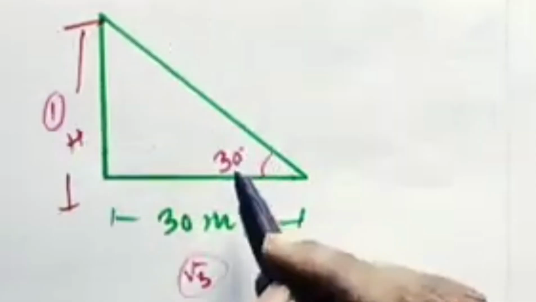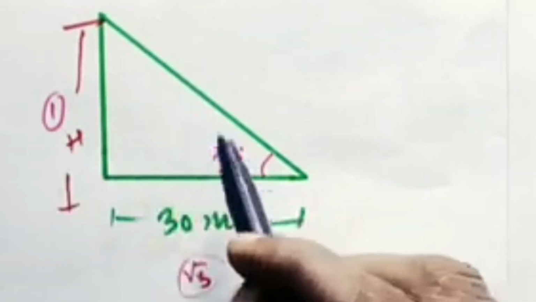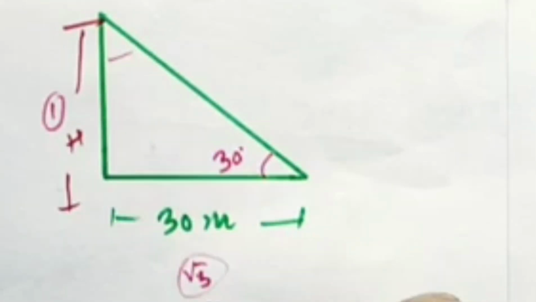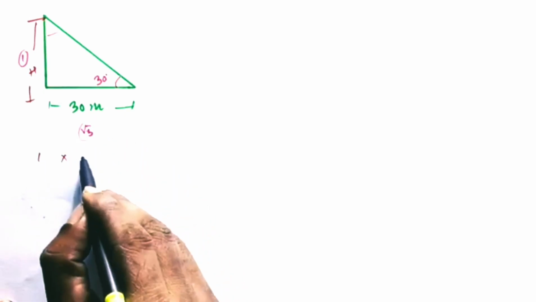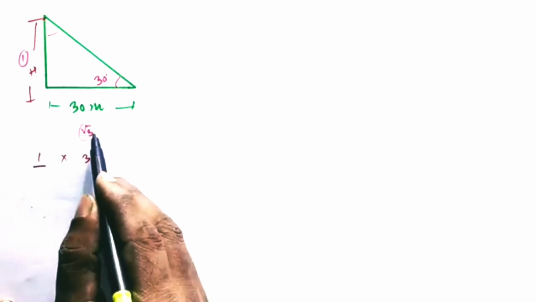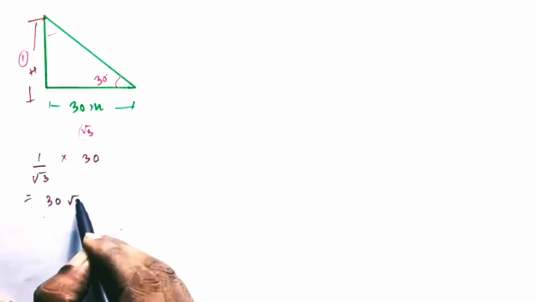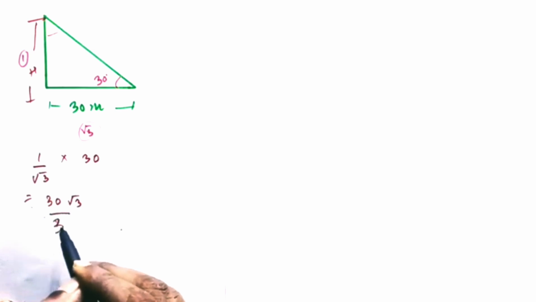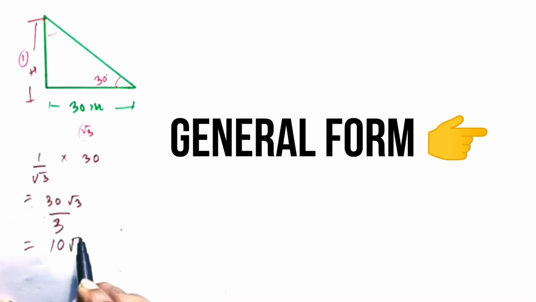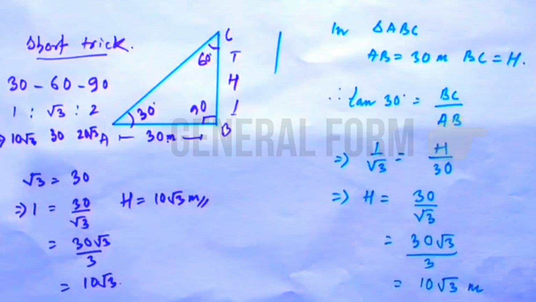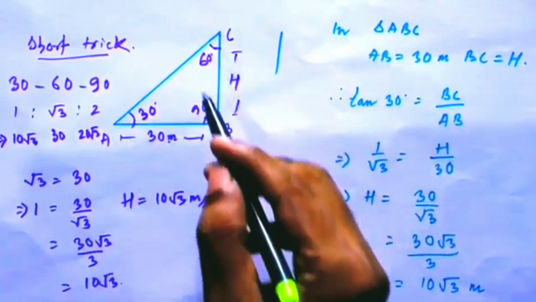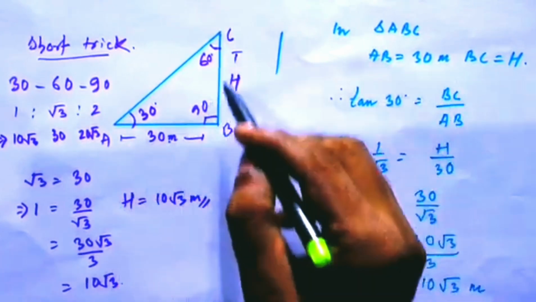Now the ratio for this 30 degree is 1, and ultimately this will be 60 degree, so 60 degree opposite will be root 3. Our ratio is 1 into the value given is 30, the value's ratio is root 3, so this is equal to 30 root 3 by 3, so 3 10s are 30, 10 root 3 meter is our answer by short trick.